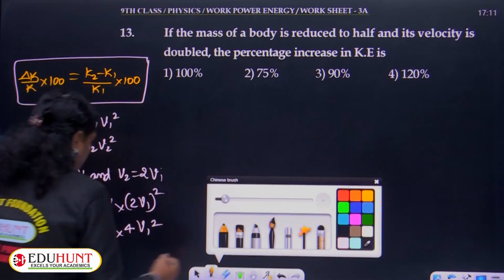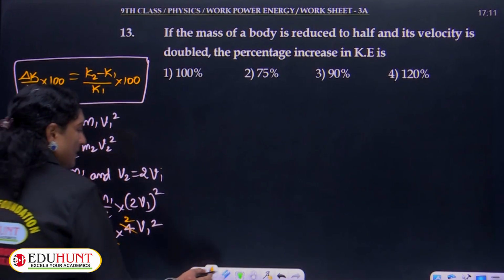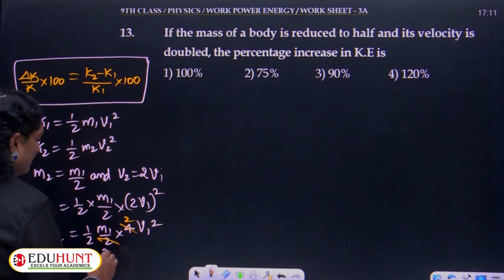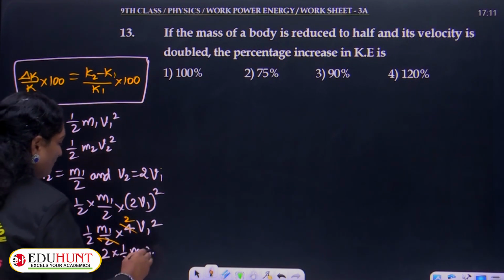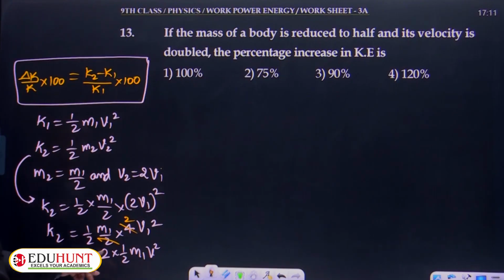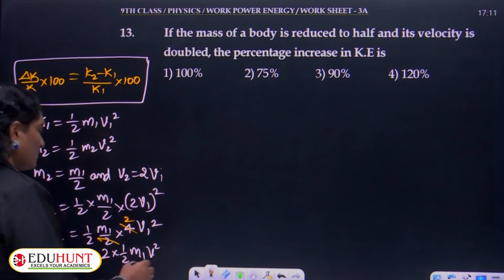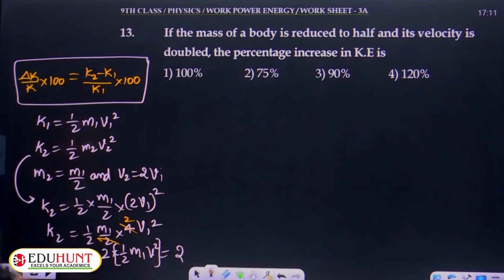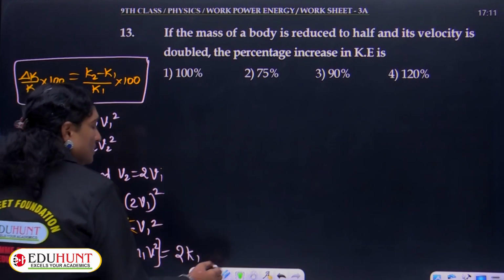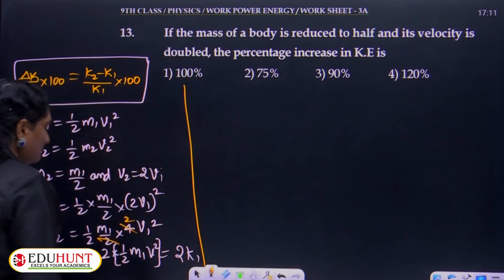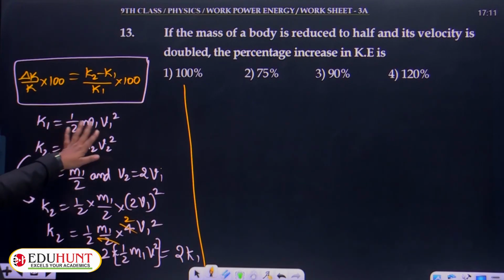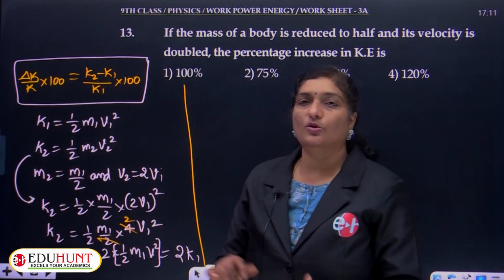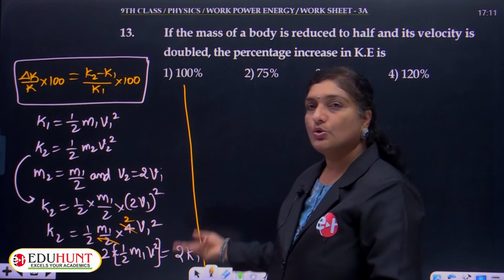So, simplifying further, the 2 goes 2 times. Hence, the new value of kinetic energy equals 2 times half M1 V1 square. So, K2 equals 2 times half M1 V1 square. What is half M1 V1 square, children? Half M1 V1 square is K1. So, K2 equals 2K1. So, if K1 is half M V1 square, then K2 is 2 times half M V1 square. So, the relation between K2 and K1 is K2 equals 2 times K1.